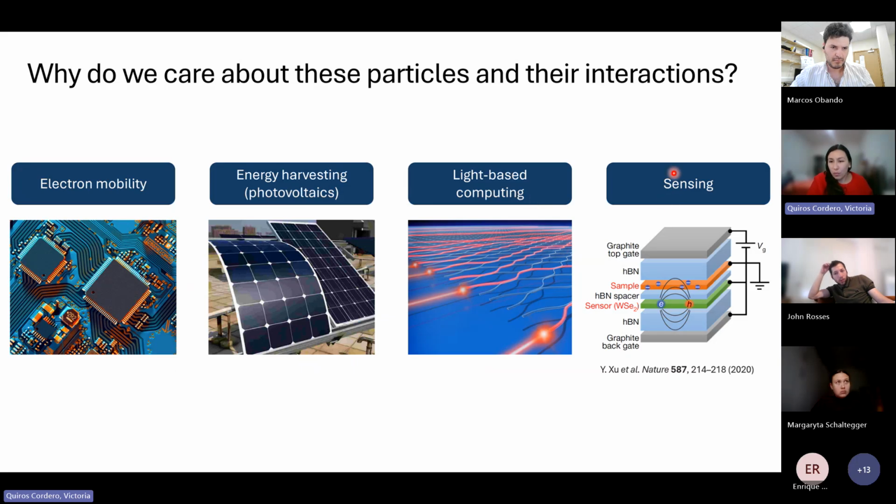And I want to just briefly mention the point of sensing, because nowadays we have semiconductors, especially 2D semiconductors like graphene and transition metal dichalcogenides, that can be as thin as 1 atom thick, and you can use them to sense the dielectric environment of a sample that you put on top. So I just wanted to make that point because I think it might be of interest for the audience.